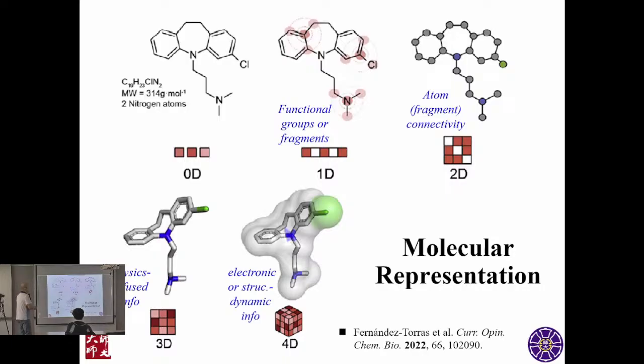So in this case, for the example of this molecule, it has an amino group. It also has a halide group. It also has an aromatic ring. So you can use the presence of these functional groups to represent this molecule. Each bit here represents one functional group, and you can expand the number of bits to do a complete description of this molecule. So we call this a one-dimensional representation. These days in machine learning, we call this a fingerprint.